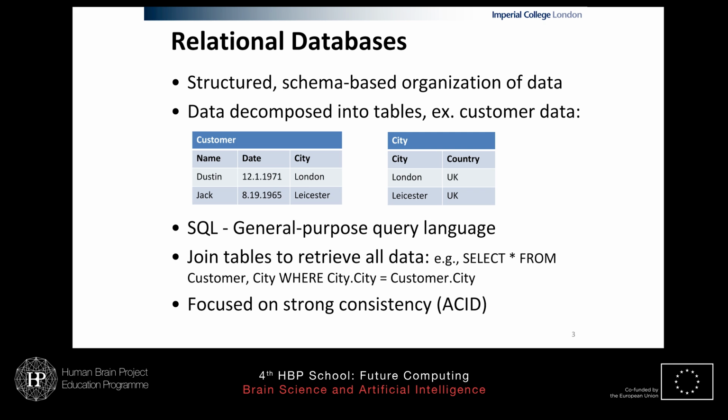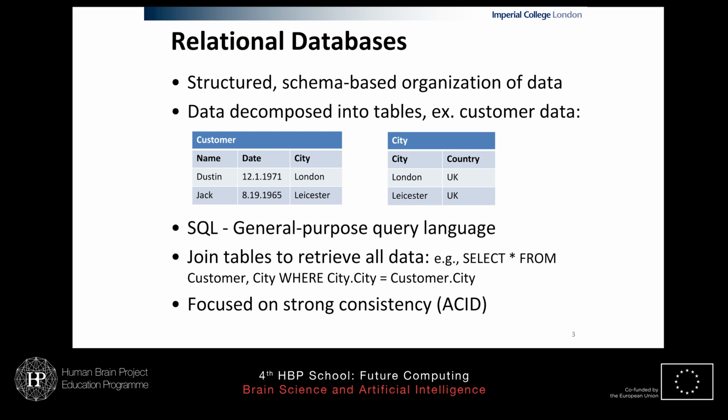I'm not sure who is familiar with SQL or relational databases. Who has ever written an SQL query in here? That's a couple of people, I'd say. That's very good. So, yeah.